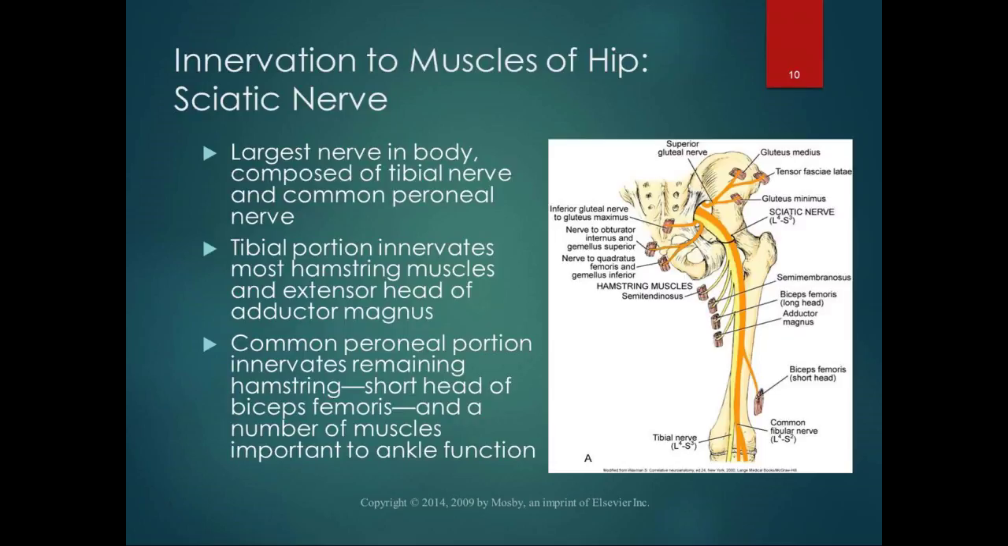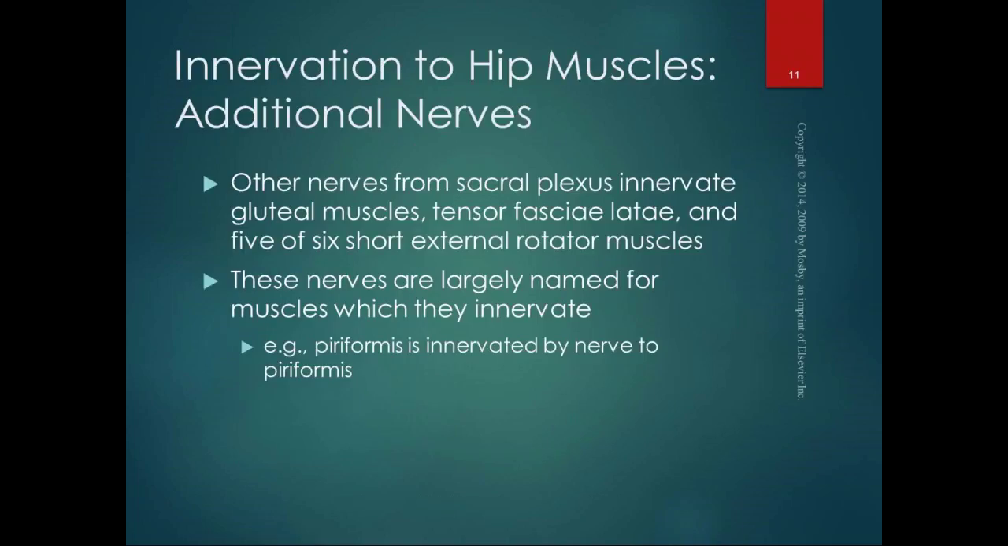The common peroneal portion of the sciatic nerve innervates the short head of the biceps femoris and a whole bunch of other muscles lower in the extremity that we will talk about in another chapter. So we do have some other nerves from the sacral plexus that innervate the gluteal muscles, the tensor fasciae lata, and the deep hip rotators.